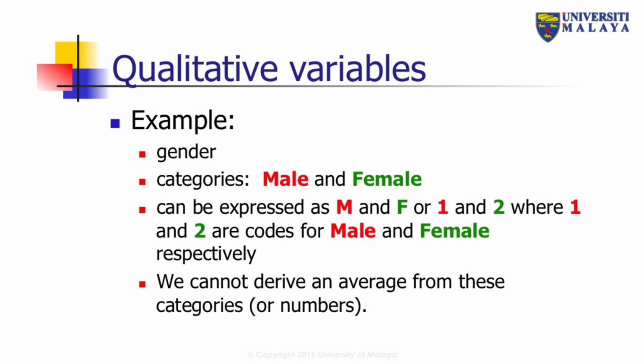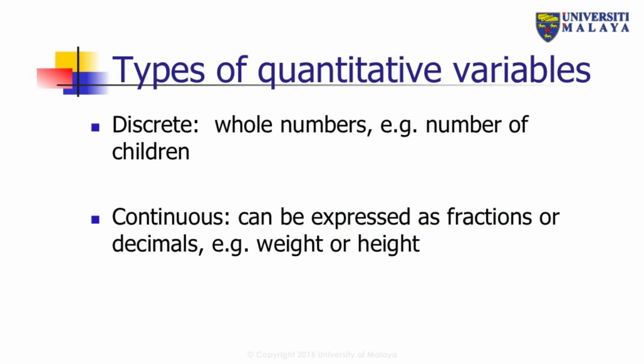There are different types of quantitative and qualitative variables. Quantitative variables can be further divided into two subtypes, that is, first, discrete data, that is quantitative data collected as a whole number. For example, number of children. And secondly, continuous data, which we often express as fraction or decimal. For example, weight or height.